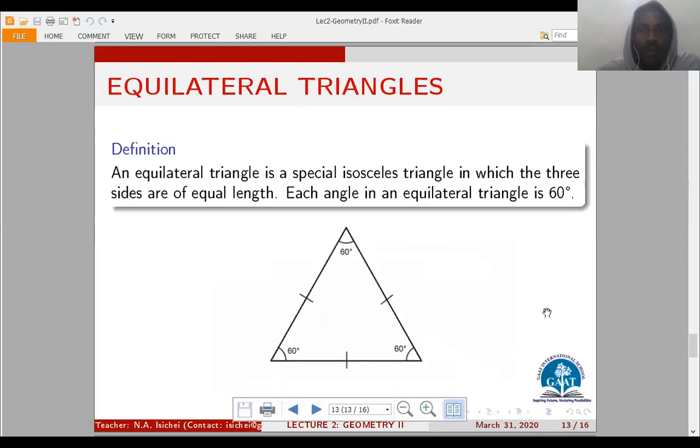Next, equilateral triangles. Equilateral triangles by definition is a special isosceles triangle in which the 3 sides are of equal length. Each angle in an equilateral triangle is 60 degrees. So dashes here implies that they are all of equal length, and you can see they are 60 degrees each. So this is an equilateral triangle. And you've also seen the definition and some of the properties in an earlier video and lecture.